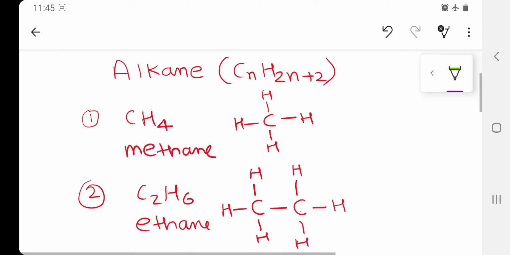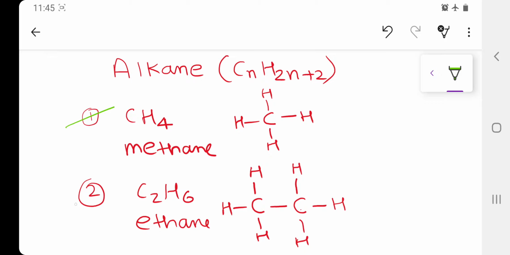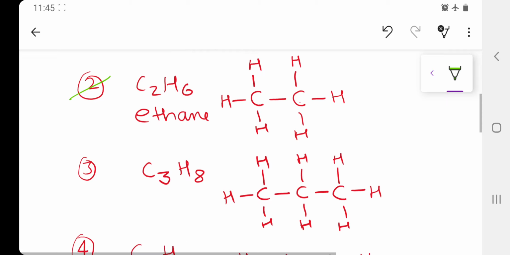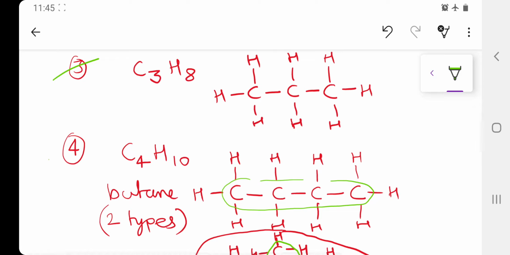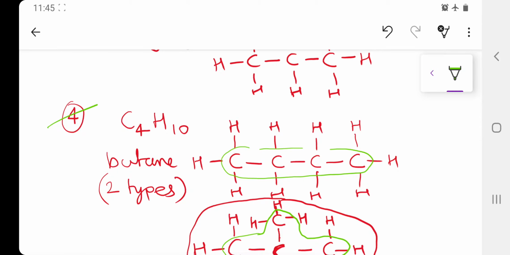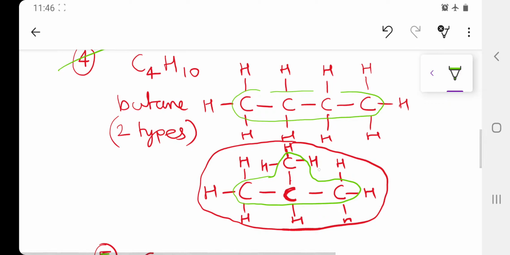For the purpose, we must know a few alkanes and their types. Methane can be represented only one type, CnH2n plus 2, so it is what? CH4. Then C2H6, only one type. Then C3H8, only one type. Then C4H10, that is butane, it is there in two types. One is straight chain butane, another one is the branched chain.